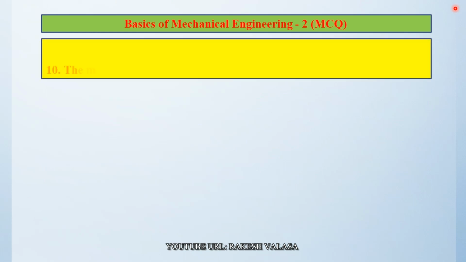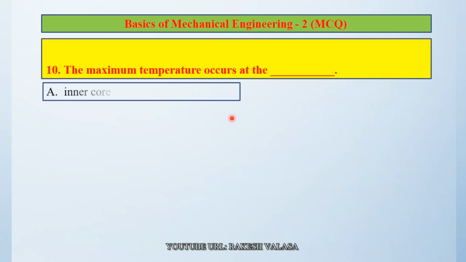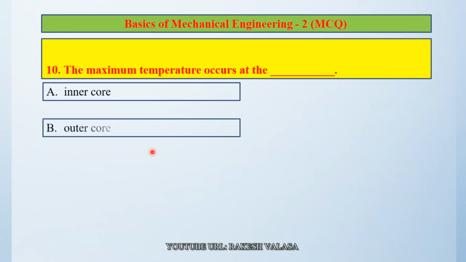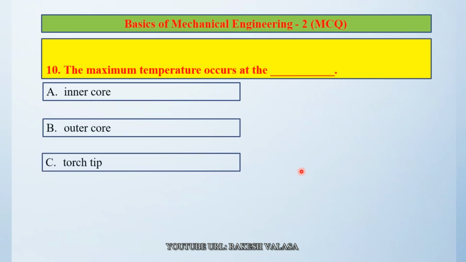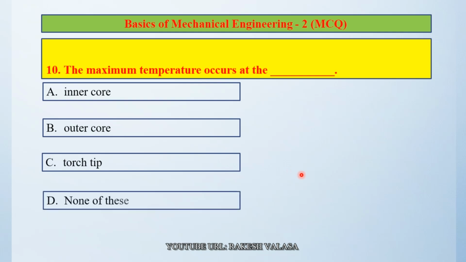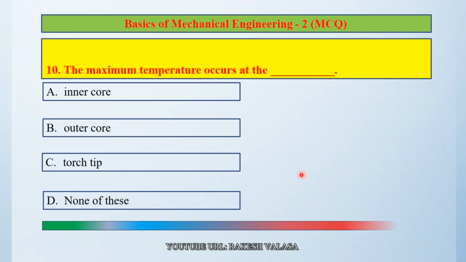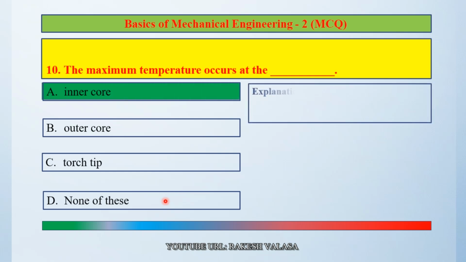Question number 10. The maximum temperature occurs at the dash. Option A, inner core. Option B, outer core. Option C, torch tip. Option D, none of these. The correct answer is option A, inner core. The maximum temperature occurs at the inner core. So the option is correct.